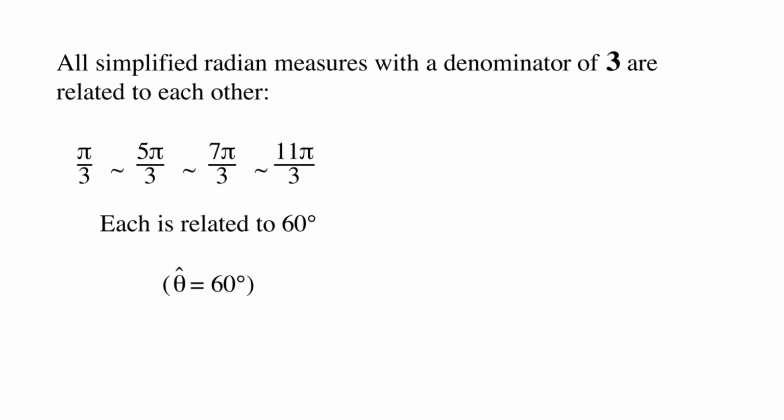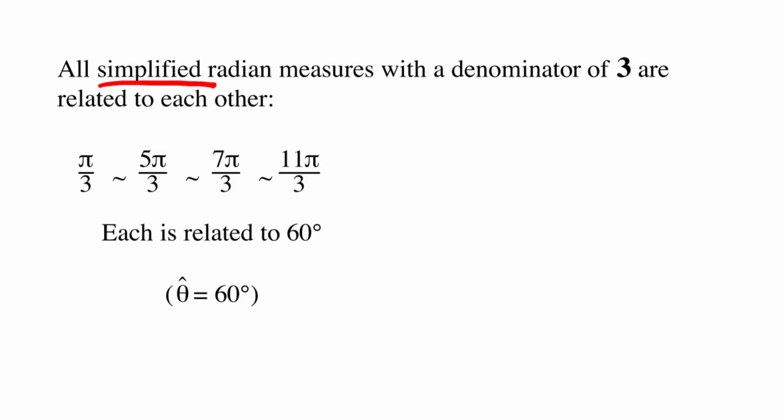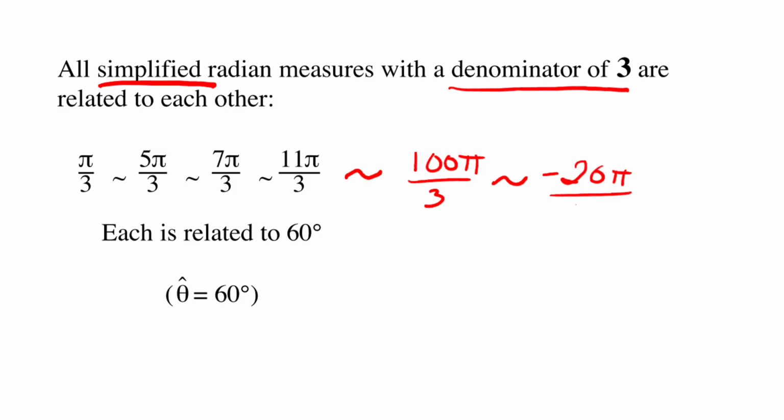And just like 30 degrees and 45 degrees, if you have a simplified radian measure, this time with a denominator of 3, it's going to be related to each other. Here we have, I think, 100 pi over 3. It doesn't matter how extreme it is, it's still going to be related to pi over 3. And negative 20 pi over 3, same thing, all related to pi over 3. All of them are related to 60 degrees, so theta hat equals 60 degrees.